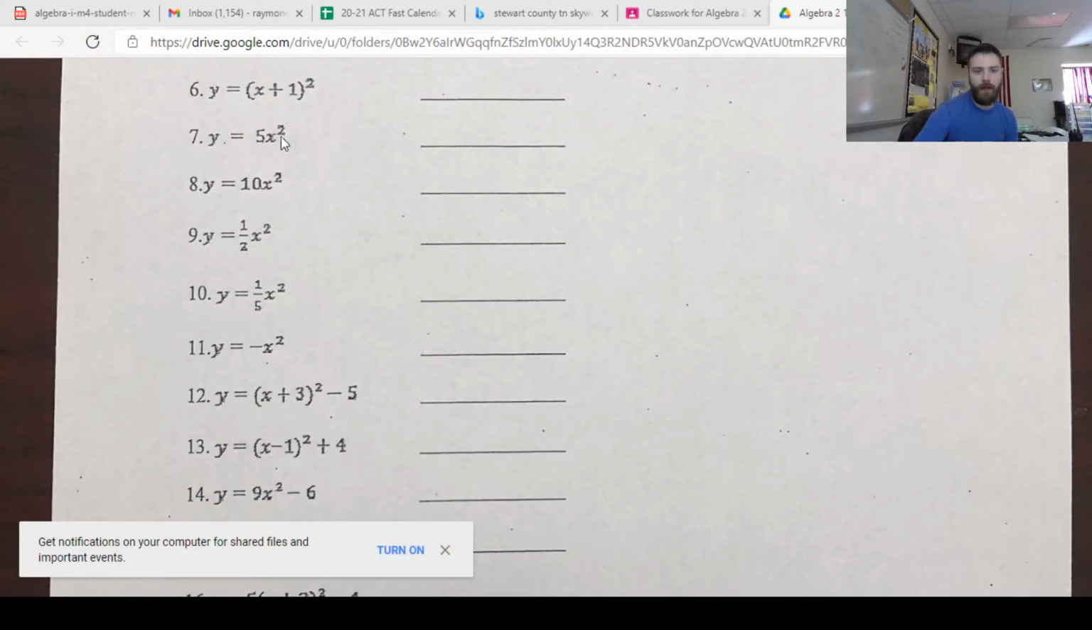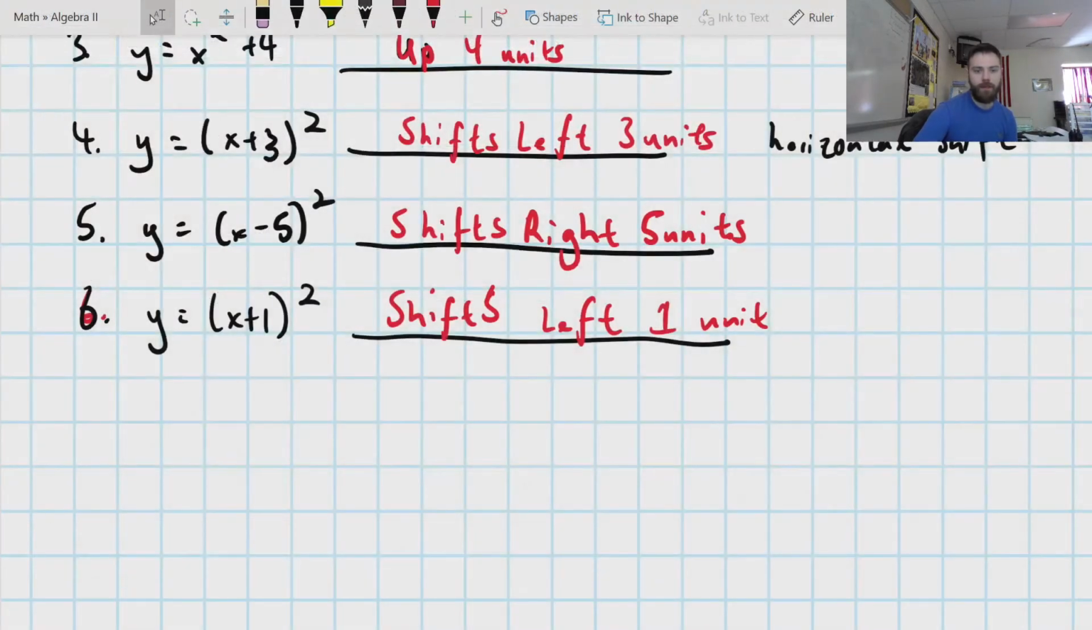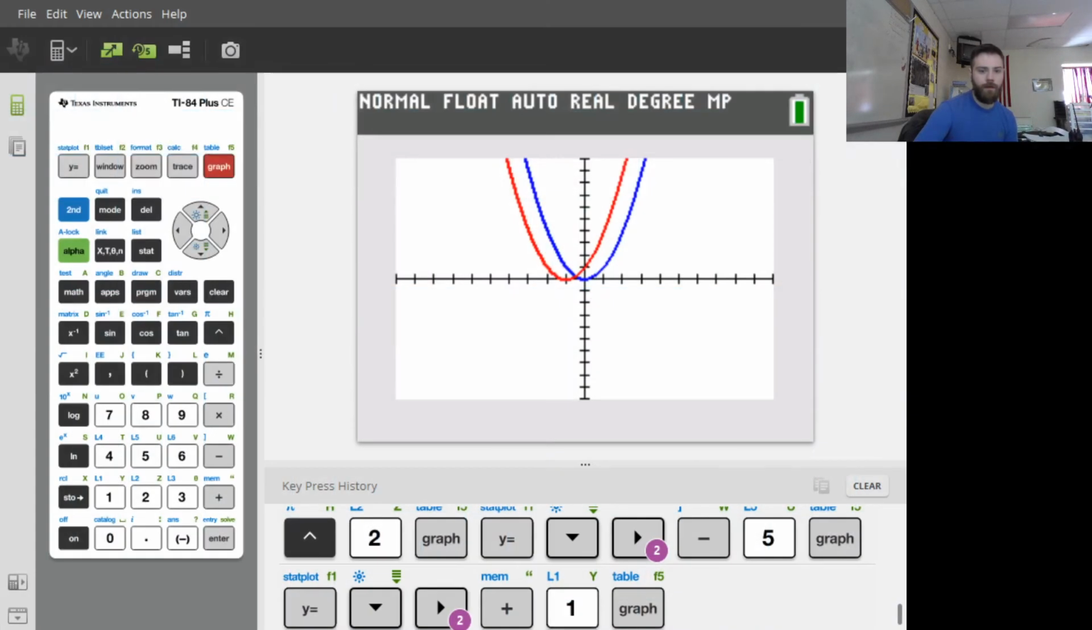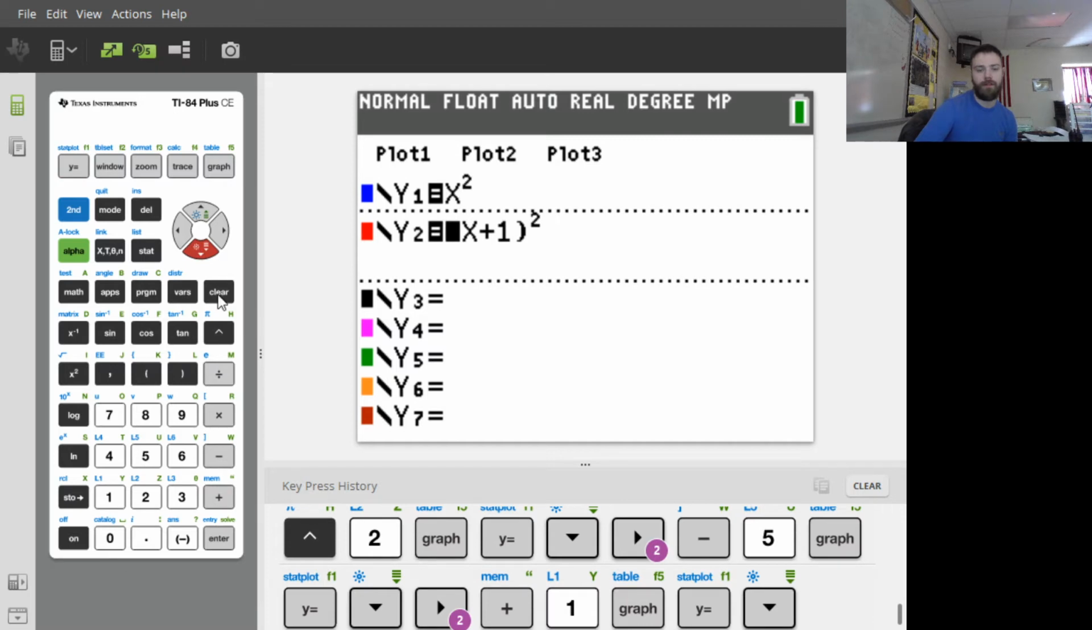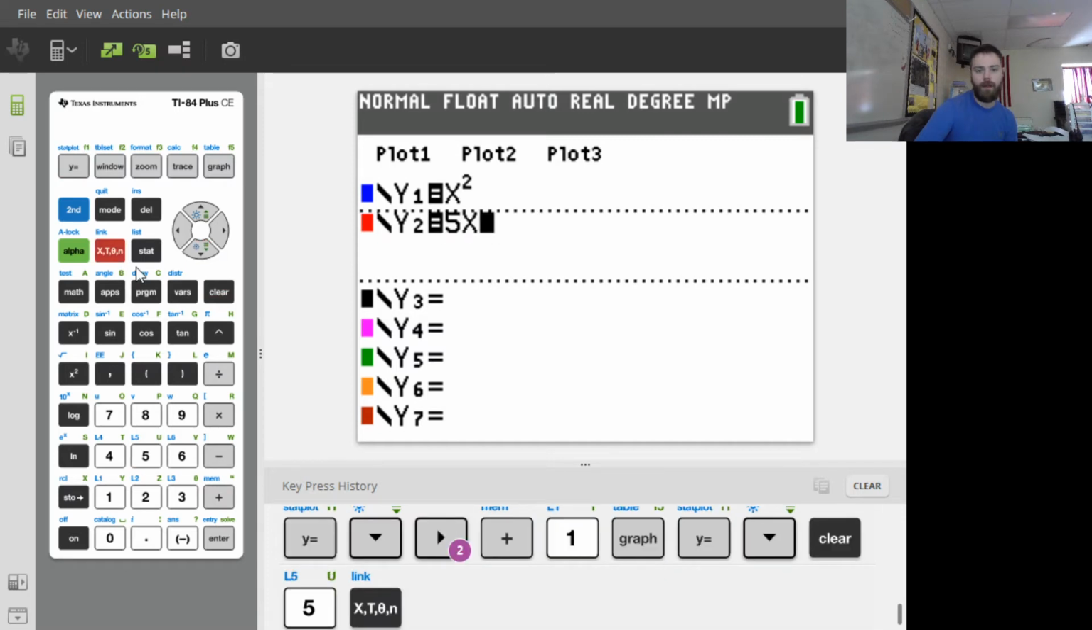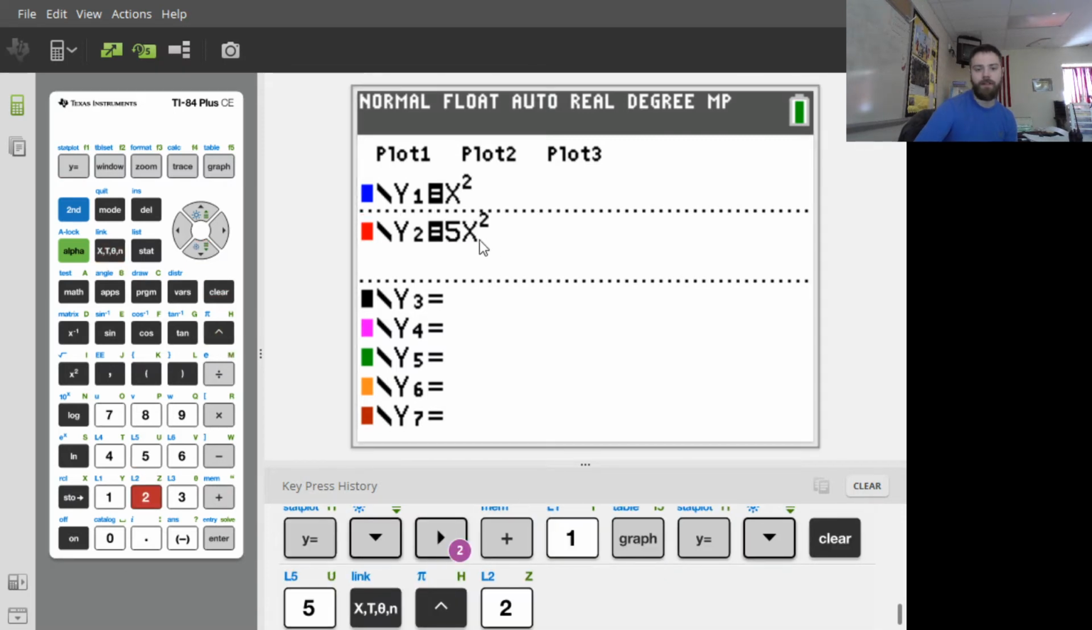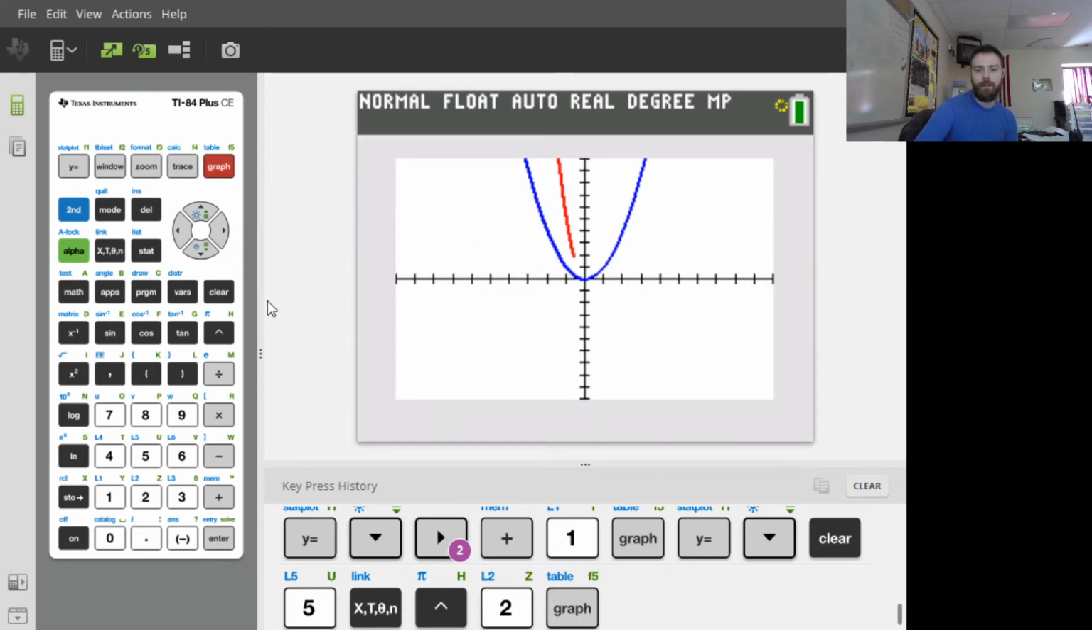So the next one we've got is 5x squared. Let's see what this does to the function. We're going to go in here, clear this out. 5x squared, so that's 5 times x squared. That's multiplication. If I take a look at it, there's the original function.